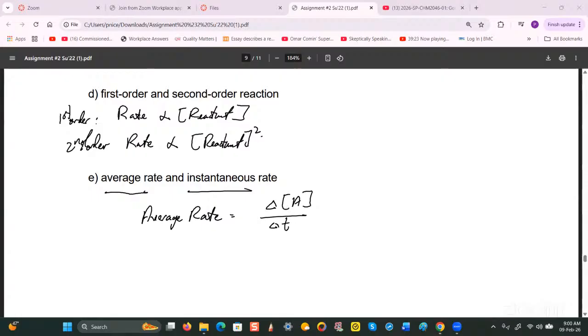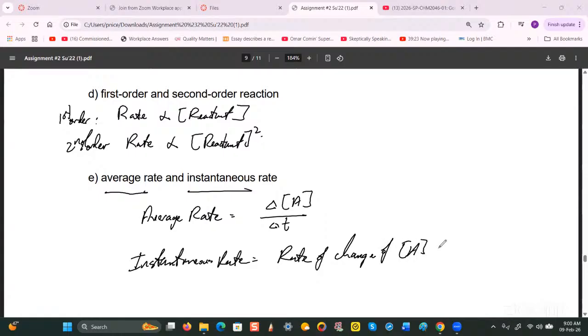Sorry about that. And the instantaneous rate is the rate of change of the reactant or product concentration at a particular instant. All right, so that's the difference between the average rate and the instantaneous rate.